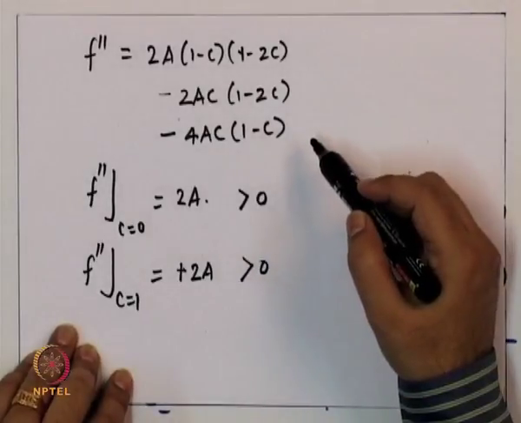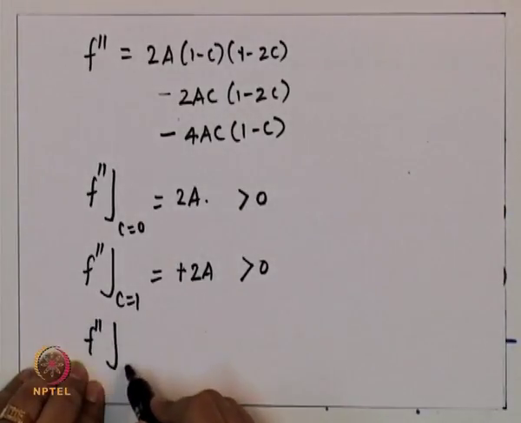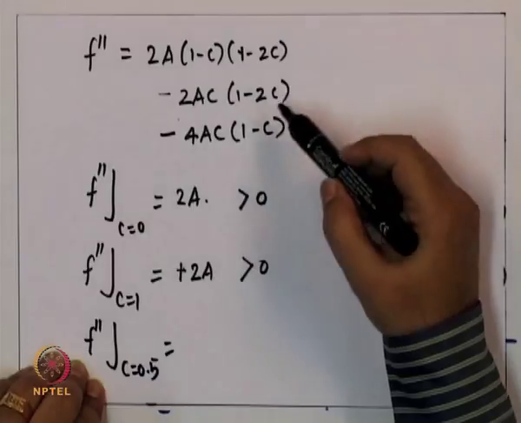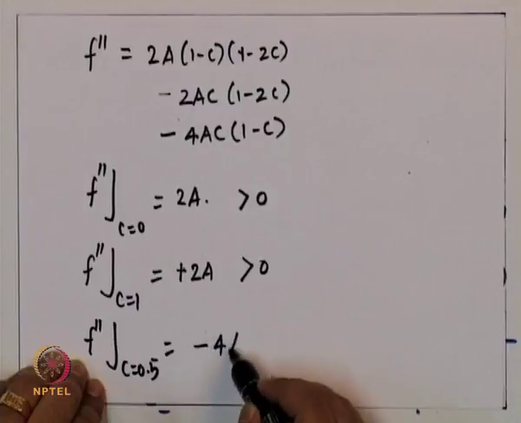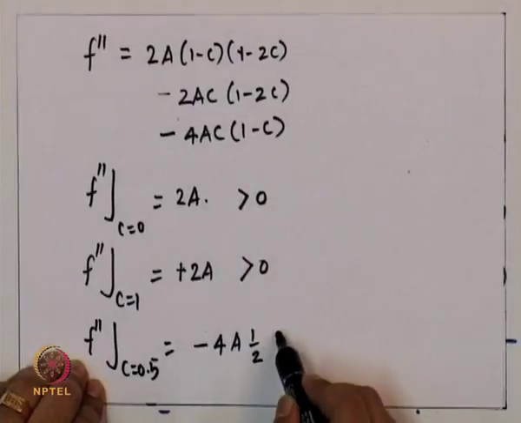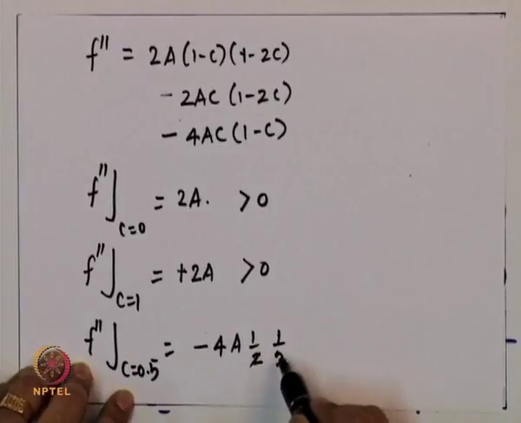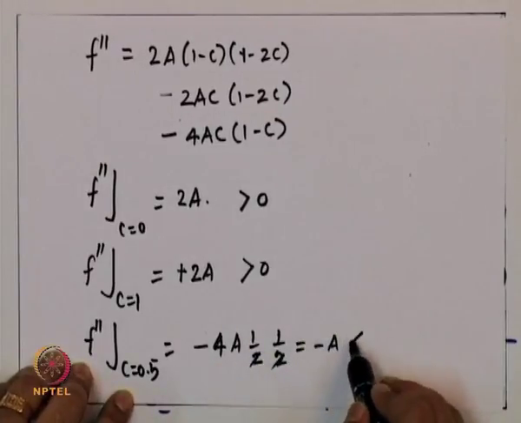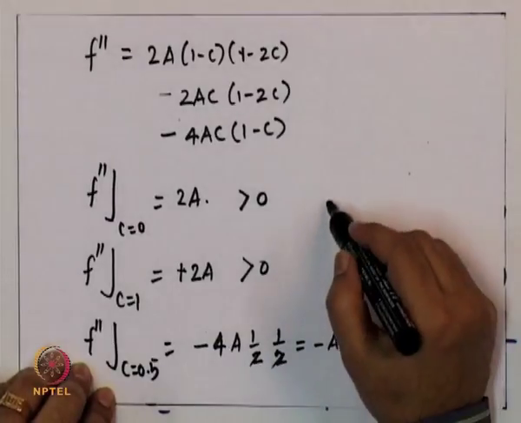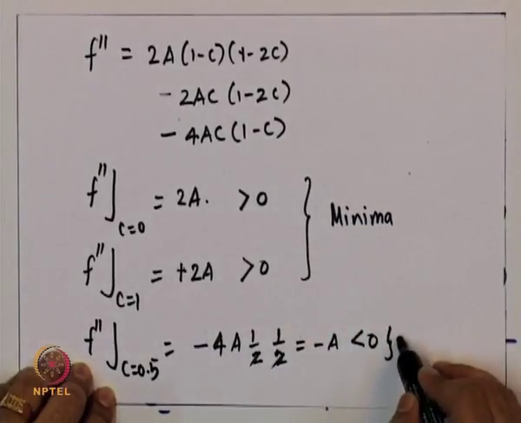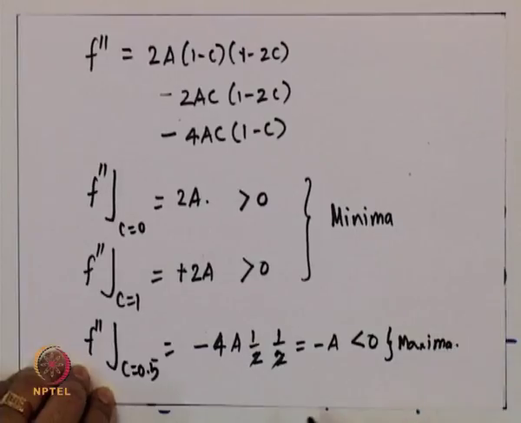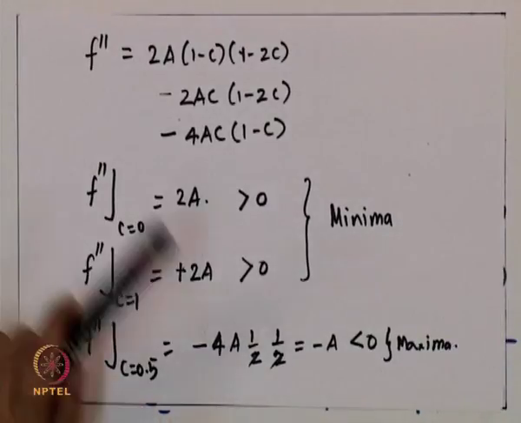What happens at c equal to 0.5? So, f double prime at c equal to 0.5. So, at 0.5, these two terms are going to be 0. So, I am going to get minus 4 A times 0.5 and another 0.5. So, I get minus A, which is less than 0, clearly indicating that these two are the minima points and this is the maxima point. Okay. So, it is instructive to actually plot these functions also. So, let us plot the function f prime and f double prime.